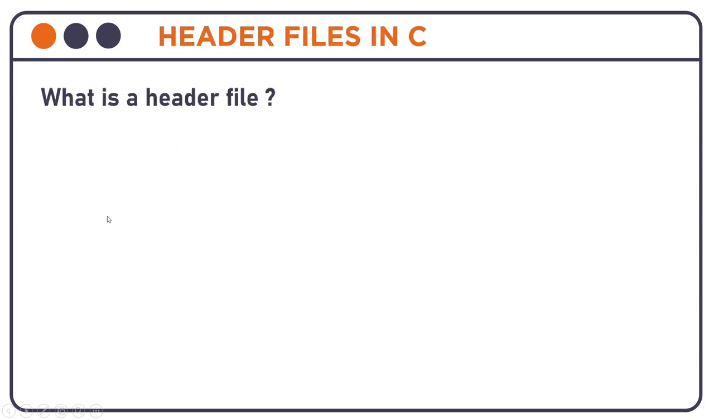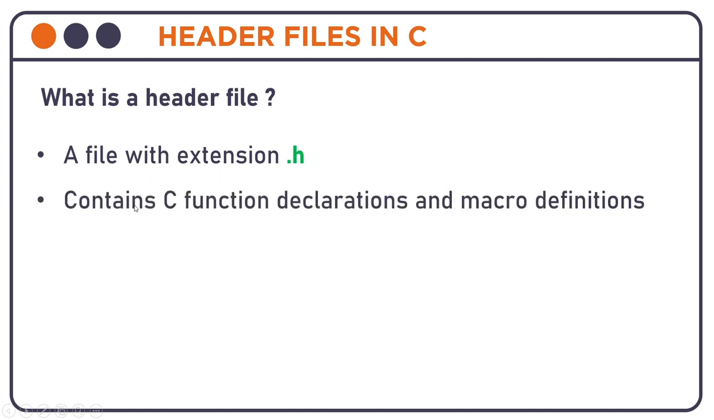Now let's talk about header files. Header files are just files with the extension .h. Those files are created to organize our code. They contain C function declarations and macro definitions.